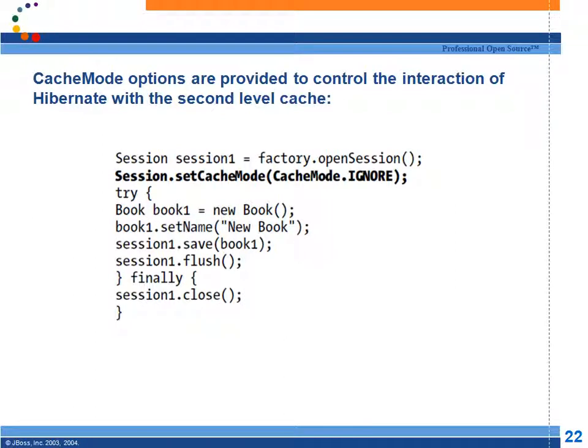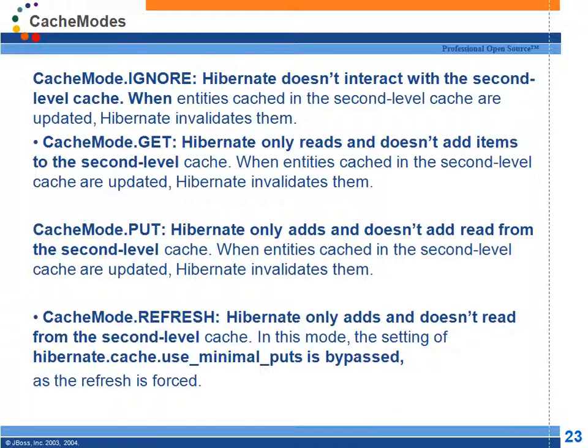So this is how to evict. Suppose you have enabled second level cache, but for a particular scenario you want to ignore it. You can still do that by using CacheMode.IGNORE. For this session, whatever operations you do will not interact with the second level cache. And these are the various cache modes and their meanings.